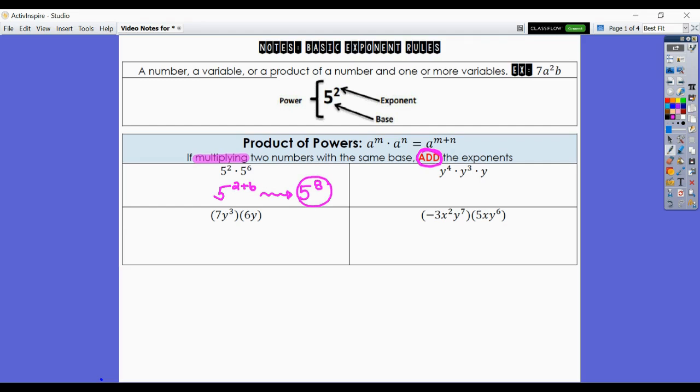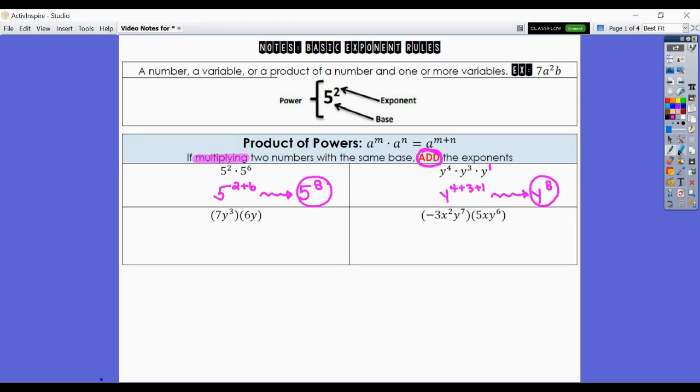Next example here, we have the same bases, so we will add the exponents of 4, 3, and 1. If there's no exponent, please know that it will be a 1, so you can put that in as a placeholder. 4 plus 3 plus 1 gives us 8 y's in total, y to the 8th power here.